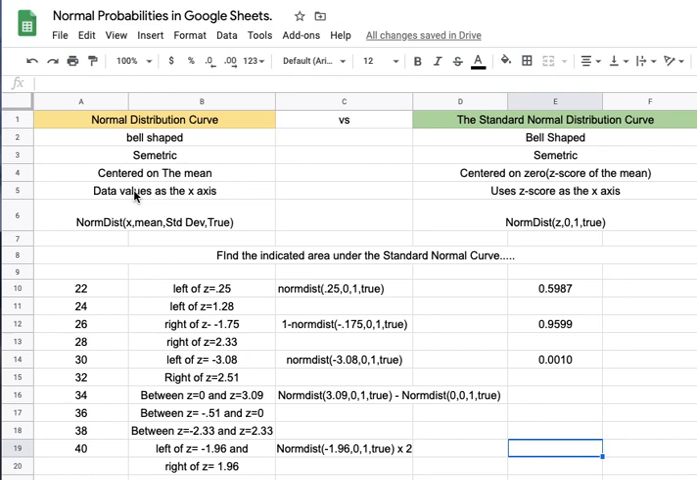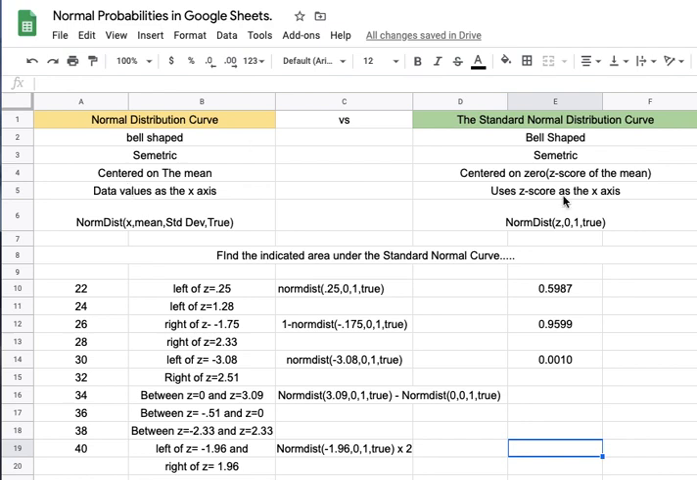The problem with this is every single time you try to do some calculations on a different population, you would have to create a new normal distribution curve and calculate the areas underneath that normal distribution curve. So to simplify this, we go ahead and convert all of those data values on the x-axis into z-scores.